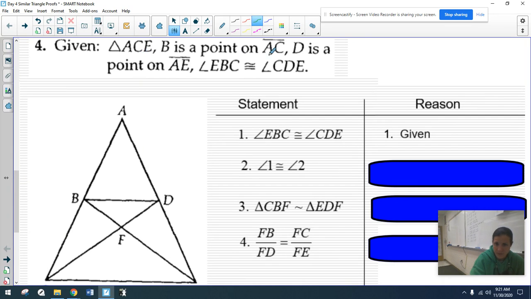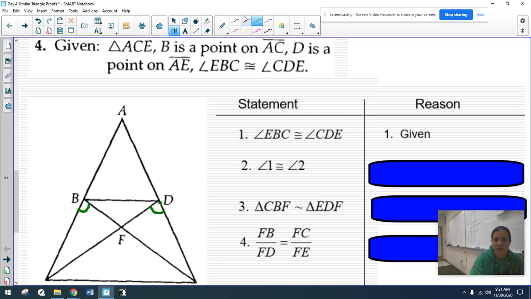So I've got my 2 pieces of given. I've got my given right here. And then it says angle 1 and angle 2. So this one's a little more confusing because there's a lot more stuff going on in this picture. There's a lot more than just 2 triangles. So it says in triangle ACE, so this entire thing, it says B is a point on AC and D is a point on AE. So that doesn't really help us a whole lot. But it does tell me that EBC, this angle, is congruent to CDE, this angle. So they at least gave me that.